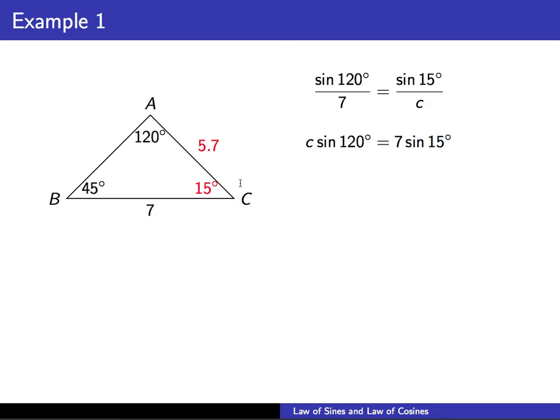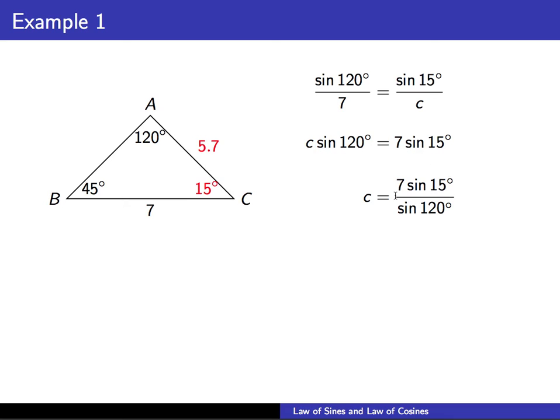So just go with the information you're told up front, and you really won't have to worry too much. Cross multiply here, we get C times the sine of 120 degrees equals 7 times the sine of 15 degrees. Divide both sides by the sine of 120.